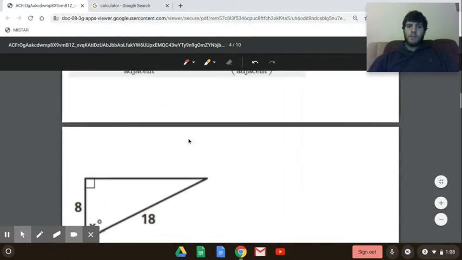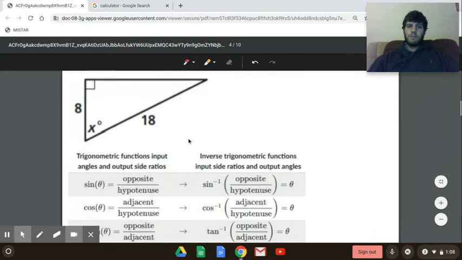All right, let's do the next one. Okay, so first step is to label your hypotenuse. So here's our hypotenuse. Second step is to circle the angle we're looking at. Here's our angle x. Okay, is the 8 next to or across from? It's next to. Next to is adjacent. So this is our adjacent side.